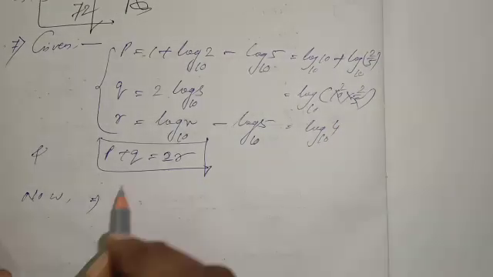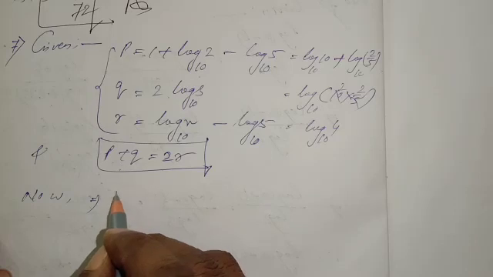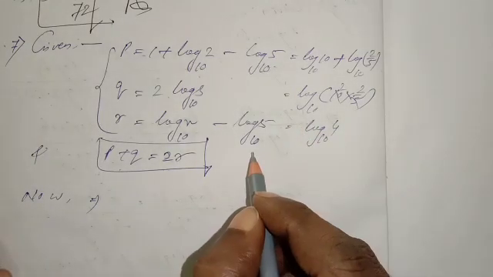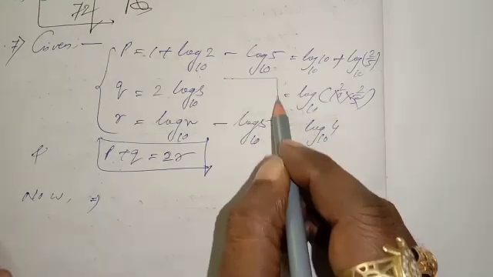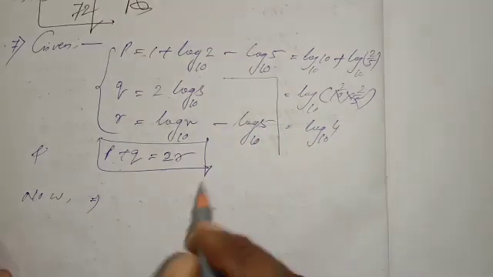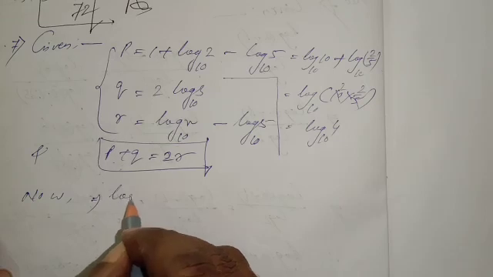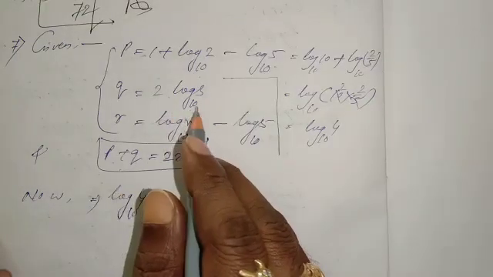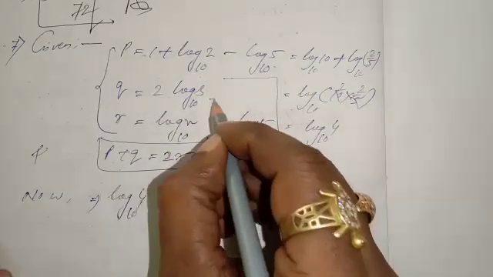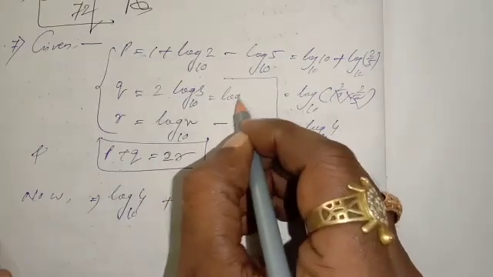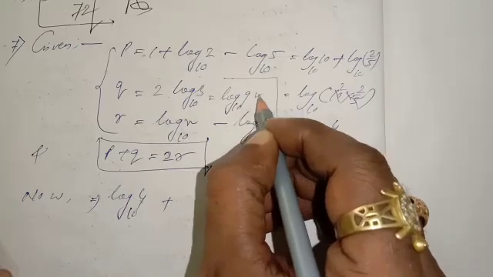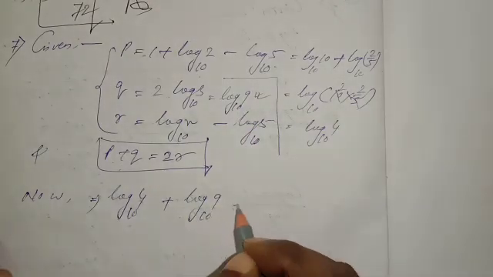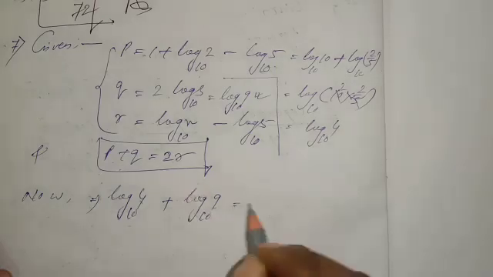And this value you have to substitute. P equal to how much? Log 4 base 10. Okay, just writing here, log 4 base 10 plus Q. Q means what? 2 log 3 base 10. This should be 3 whole square, log 9 base 10, equal to 2R.